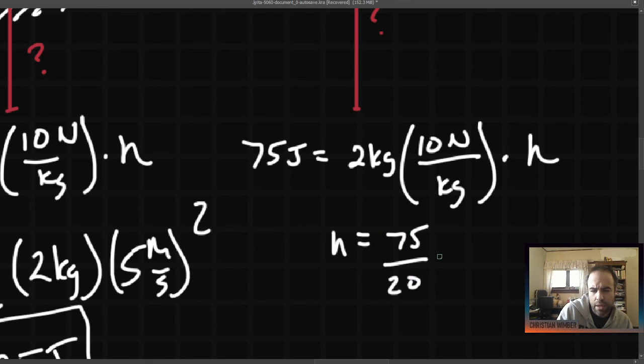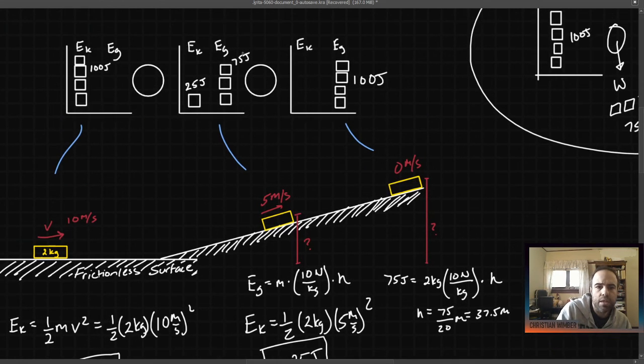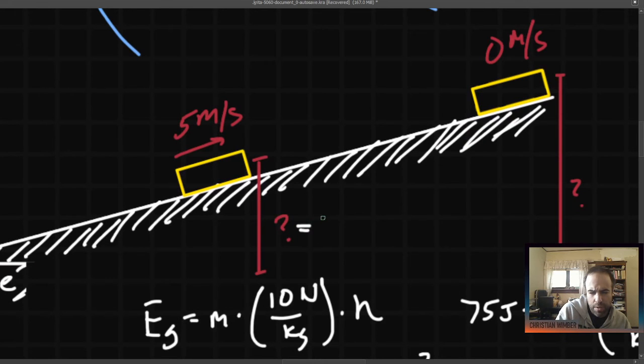if I can do the math in my head correctly, 75 over 20 meters. I'll go ahead and throw that in my calculator, and we end up getting 37.5 meters. So a pretty big ramp. We are 37.5 meters in the air at this point. That is the only way that we can have 75 joules worth of energy stored in the puck. So this one must be 37.5 meters.